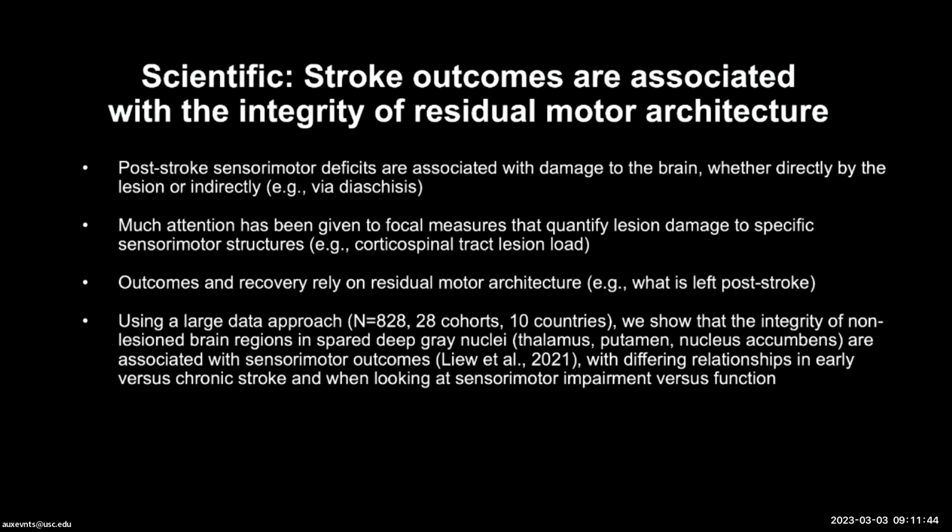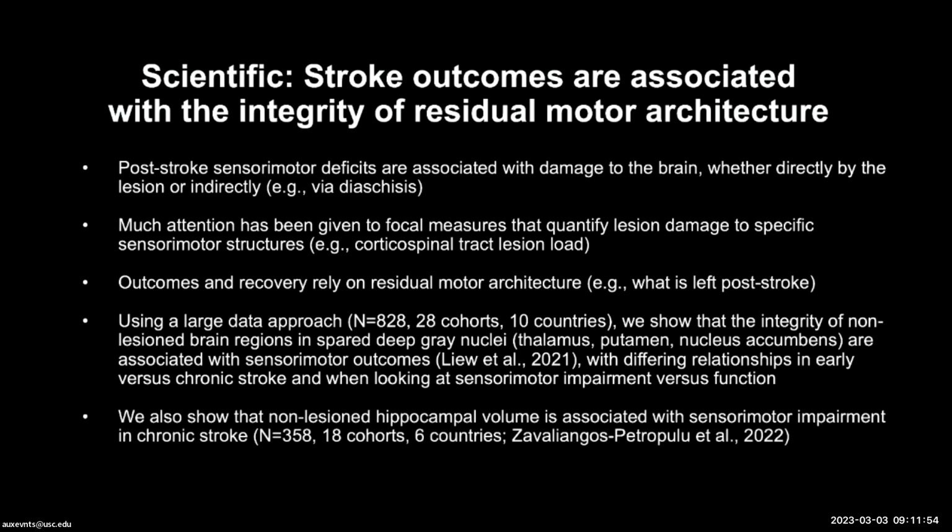And we think that that is in part because function relies on more distributed networks across the brain versus more primitive structures. In a second study, we also showed that non-lesion hippocampal volume is also associated with sensory motor outcomes. And this was important to us because the hippocampus is a structure that's not often related to sensory motor outcomes. It's usually thought of in relation to cognition or dementia. And this, for us, creates a little bit of a bridge for why post-stroke we may see cognitive and sensory motor deficits, and why there's a relationship between cognitive and motor interaction in stroke.